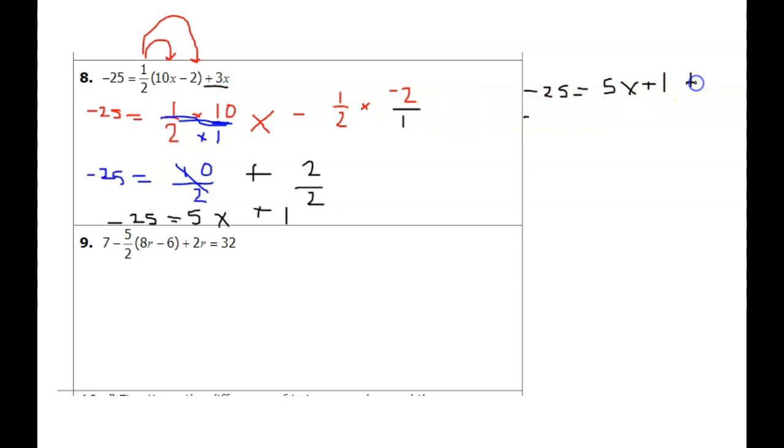So I need to add this 3x down, and I need to do step 2, which is combine like terms. Yeah, I forgot to do that. So I got a negative 25, and I'm going to combine my 5x and my 3x to make 8x.